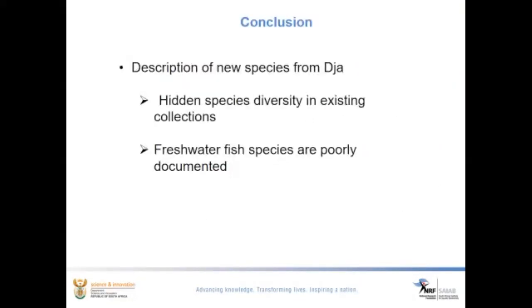In this study, a new Paracrinoclinis species from the Jar in the Congo Basin was described. The description of this new species from specimens that were collected more than 25 years ago highlights the relevance of existing collections in discovering hidden species diversity. Therefore, taxonomic studies on available specimens in our fish collections are encouraged.